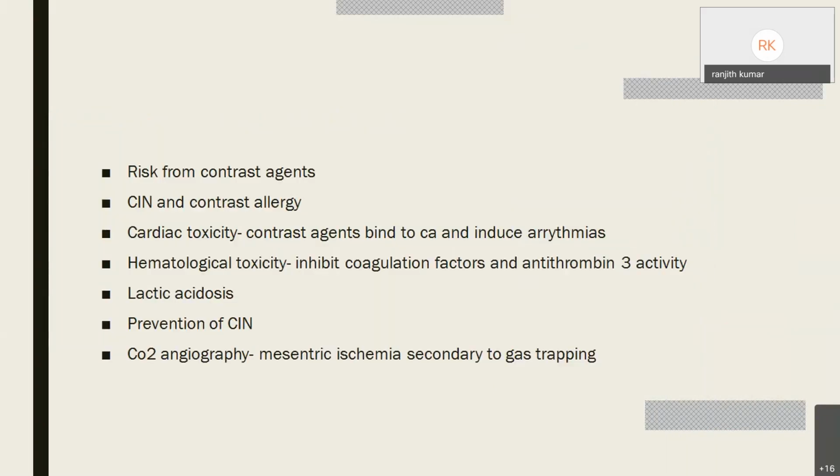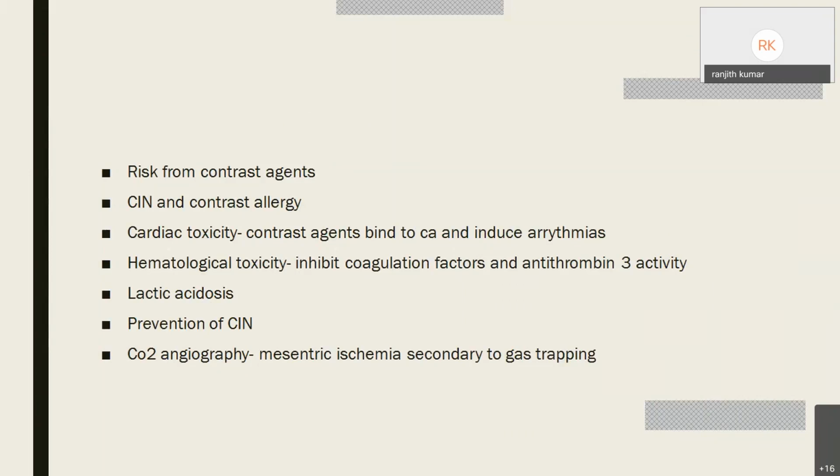So, with arteriography, there is risk with the contrast agents, that is CAN and contrast allergy. It can also cause cardiac toxicity. The contrast agent binds to calcium and can induce arrhythmias, which is a rare side effect. And hematological toxicity: it can inhibit the coagulation factors and also antithrombin 3 activity. And in diabetic patients who are on metformin, it can precipitate lactic acidosis.